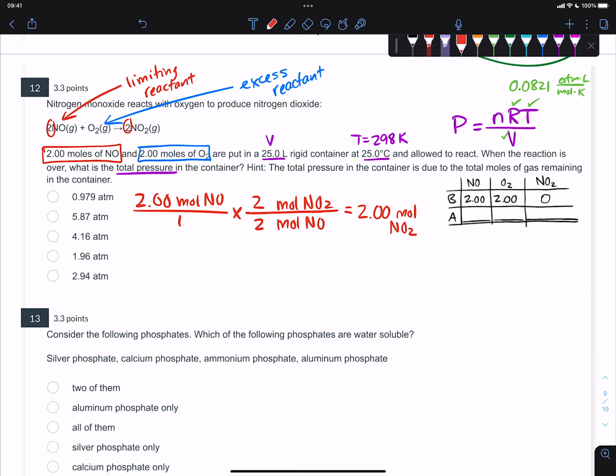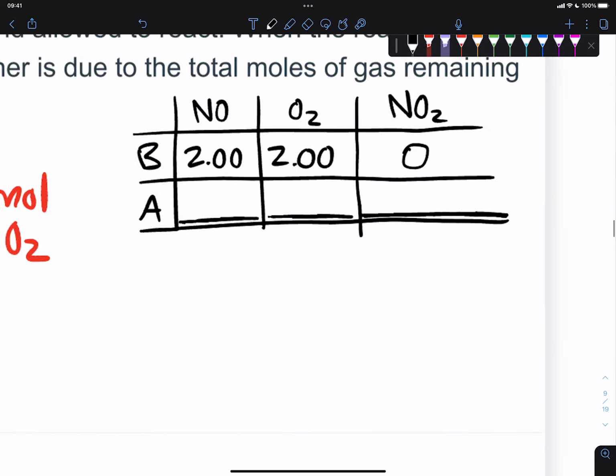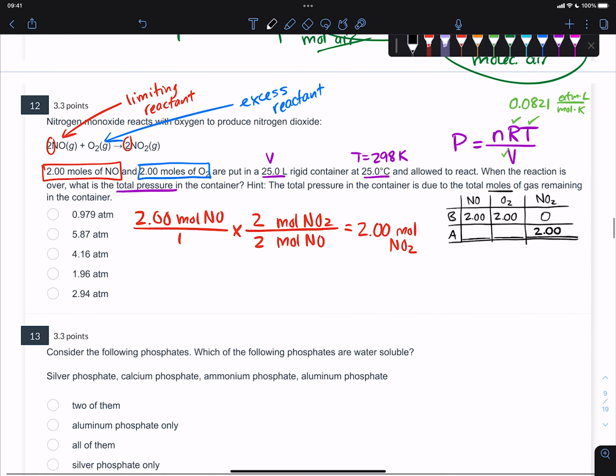So we are going to get rid of all of this, and we say, well, the maximum amount of nitrogen dioxide that we can actually make, so we're going to put it here in the after part, is really just 2 moles. These are all moles, by the way. So all of these numbers are representing moles. This is our actual amount.